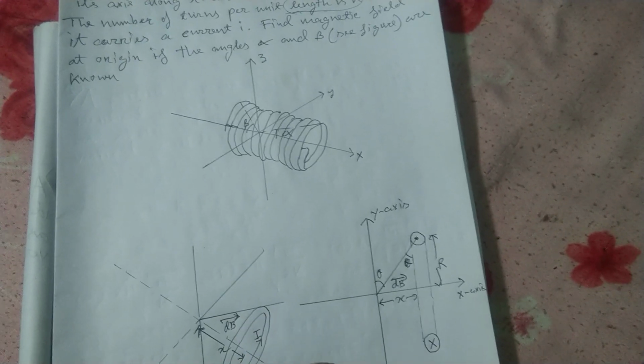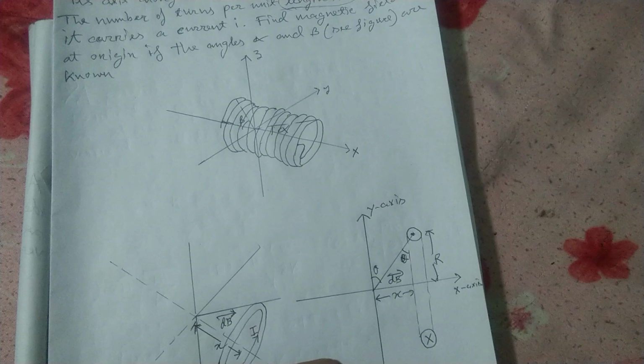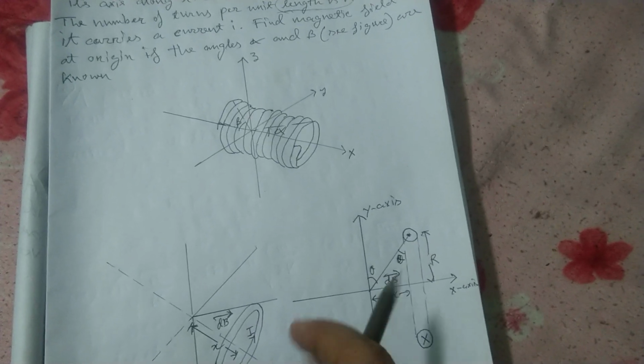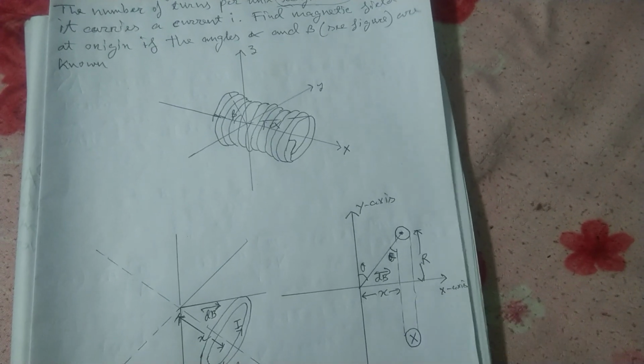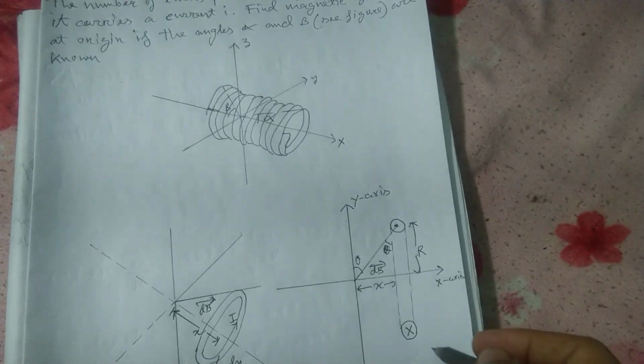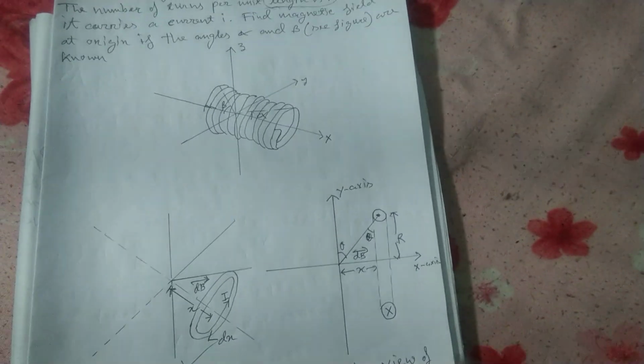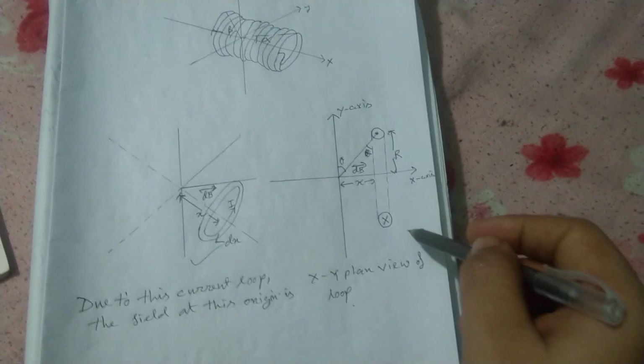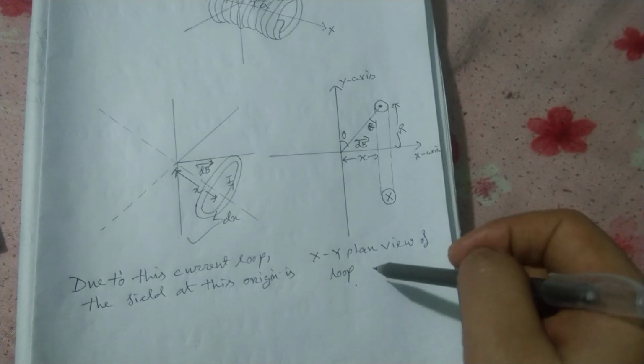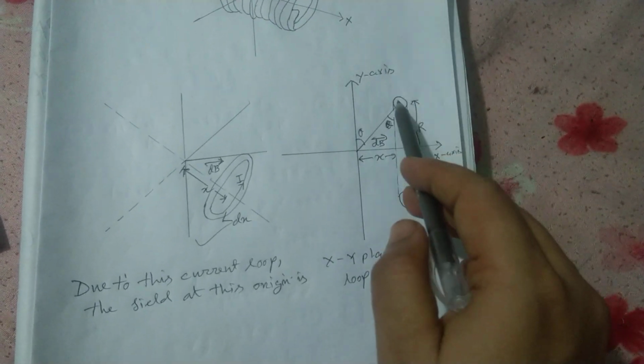This is one loop, shown in the xy plane view of the loop. So this is the two poles.